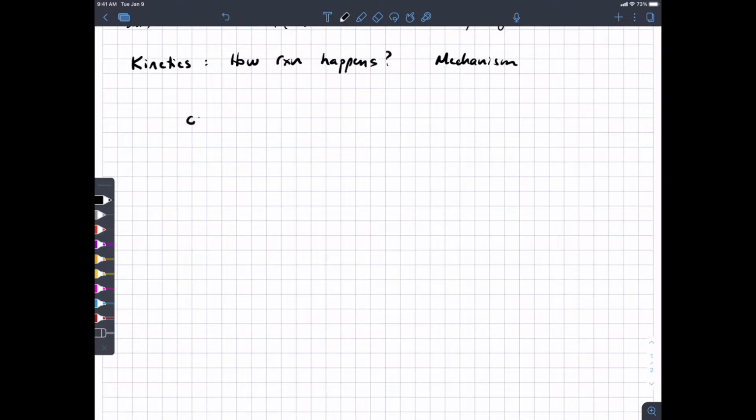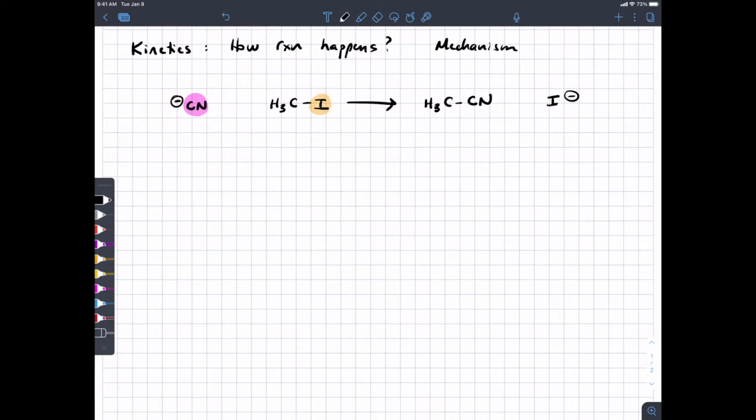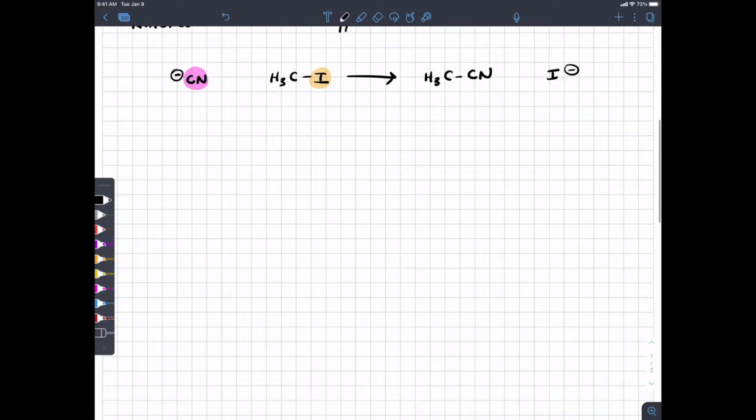Okay, so this reaction involves a charged cyanide ion and neutral methyl iodide. It's a substitution reaction because we're going to swap out the iodide for the cyanide. Our product is going to be this product, and we'll get I minus as a byproduct. Okay, so a couple of things to be aware of. In general, you might have called these reactants.